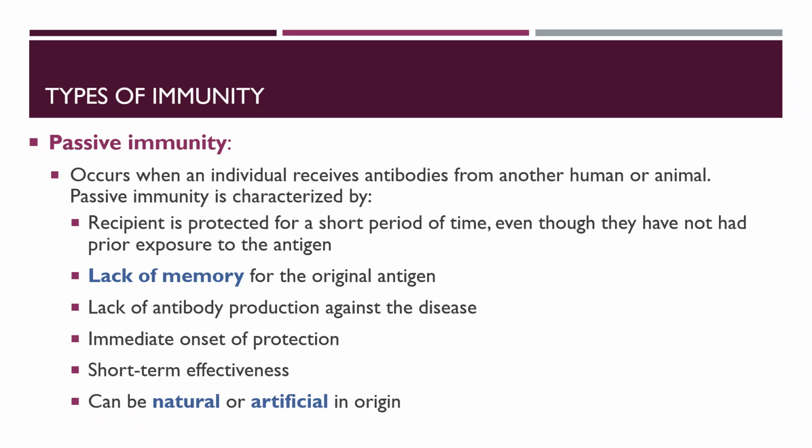So passive immunity is what mom is passing over to the baby through the placenta, and it's also what she's passing over to the baby with breast milk. All right. This is also if you have to get an immunoglobulin injection because you were exposed to some particular disease. A good example of this is hepatitis A.